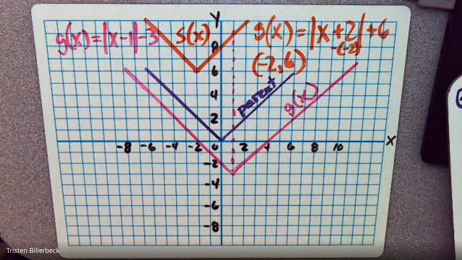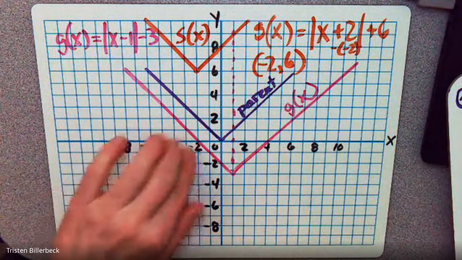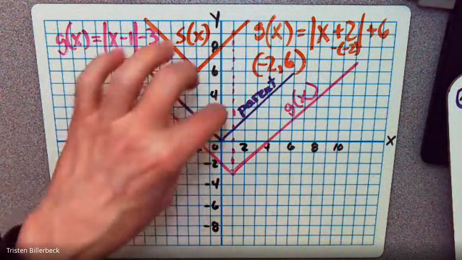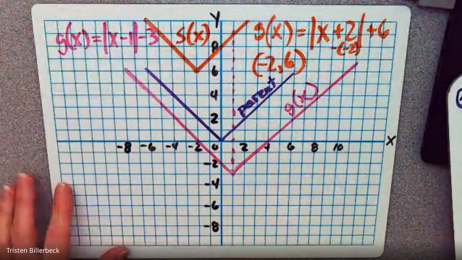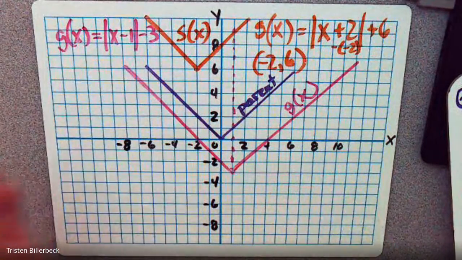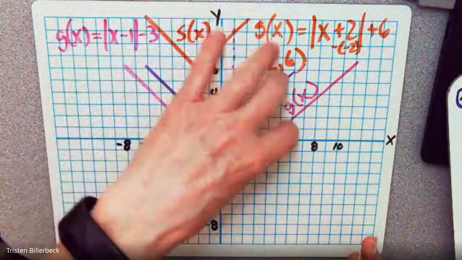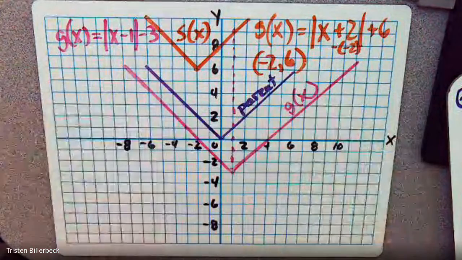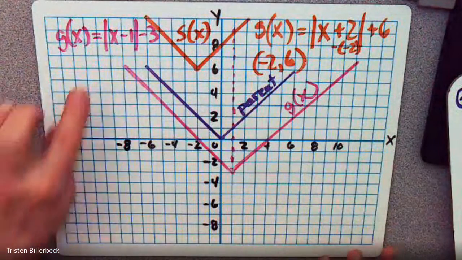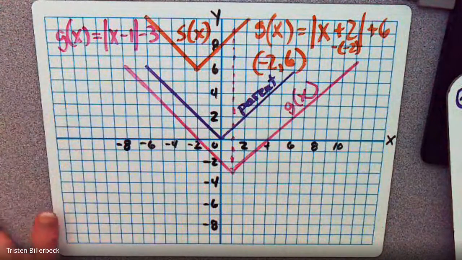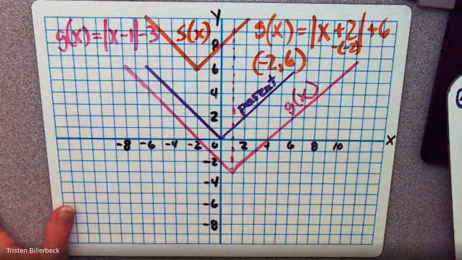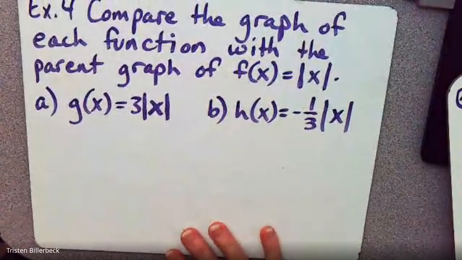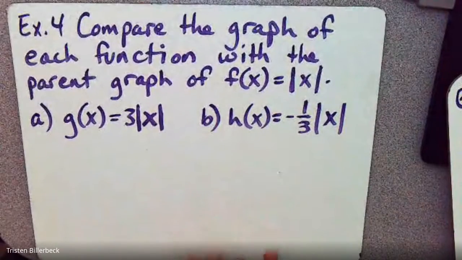All right, so this one's a little off on my graphing, but everything should be parallel. So if I move this back, it would line up right with the parent. If I move this up, it would line right up with the parent. So that's when a is 1. So let's look at when a is not 1.